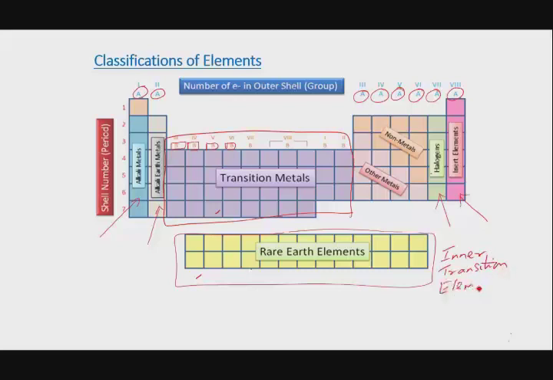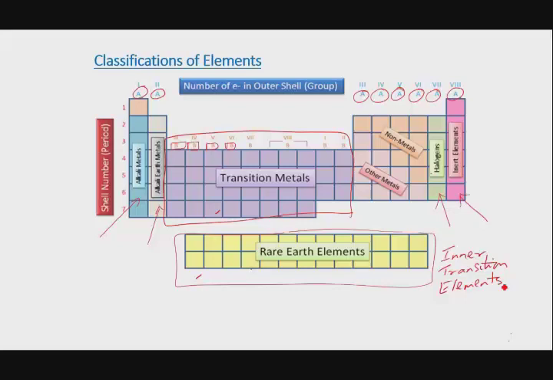Okay, so for example, if I asked you to classify an element such as neon, it would be in the noble gas family. Calcium is in the alkaline earth metal family. How about phosphorus? Phosphorus doesn't have a special name, or that family doesn't have a special name, so it can just be called a representative element or a main group element.